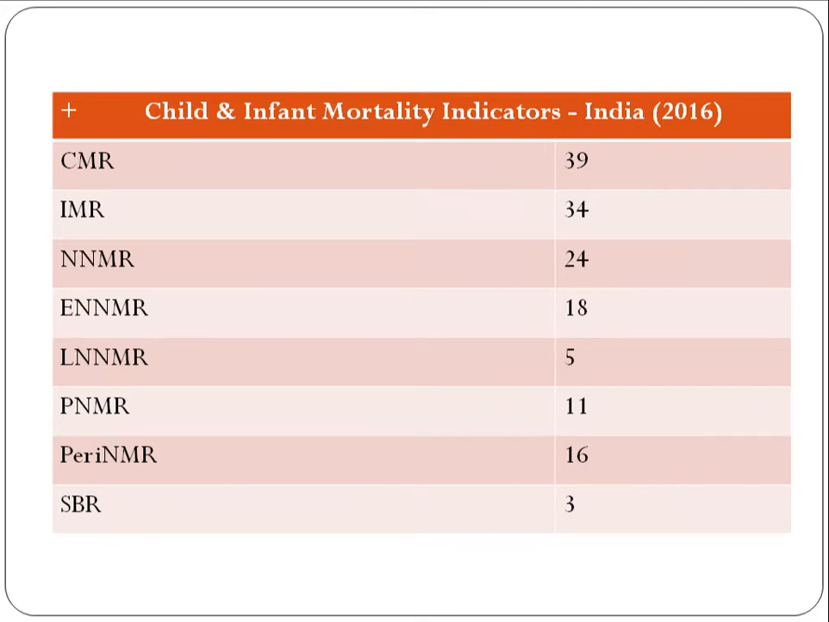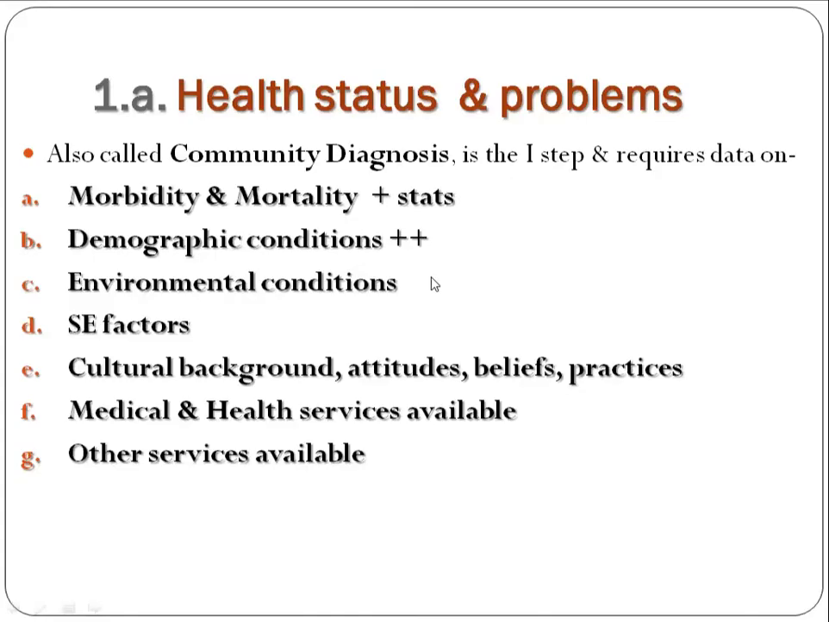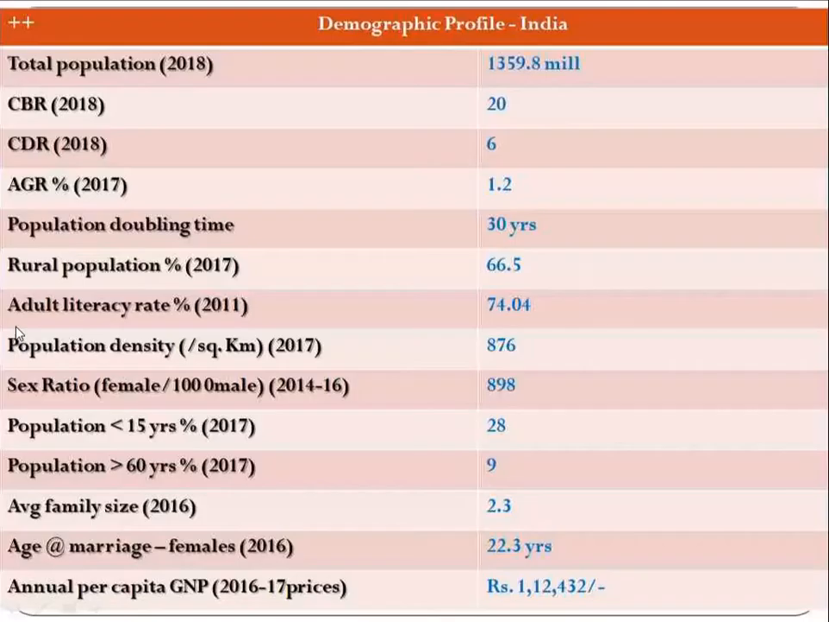So therefore, the child mortality rate is 39 per 1,000. Infant mortality rate, 34. Still 34 infants out of 1,000 die in our country. Neonatal mortality rate, early neonatal mortality rate, late neonatal mortality rate, post-neonatal mortality rate, perinatal mortality rate, and stillbirth rate. We have discussed all this in the chapter on demography, I'm sure, or in the chapter on MCH. You have learned about the maternal mortality ratio and the rate. You've learned about the infant mortality rate. We have only discussed the child and infant mortality indicators here to give you an idea of the kind of problems that we have. I told you I'll discuss mortality and morbidity status, and I will discuss the demographic conditions.